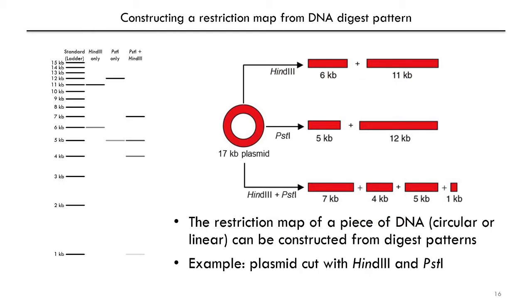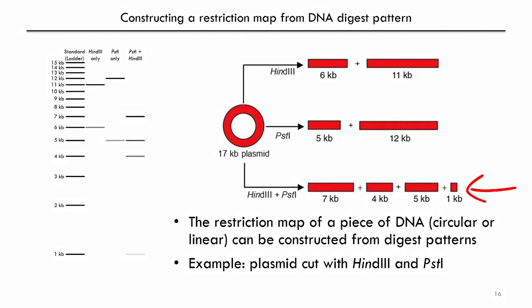In another example here, say you want to get a map of the organization of this 17 kb plasmid. You can digest it with a couple of restriction enzymes. For example, when you cut it with HindIII, you see that you get two fragments, 6 and 11 kb. And when the 17 kb plasmid is cut with PstI, you get two fragments, 5 and 12 kb. For a circular plasmid, you know it must have two HindIII recognition sites and two PstI recognition sites.